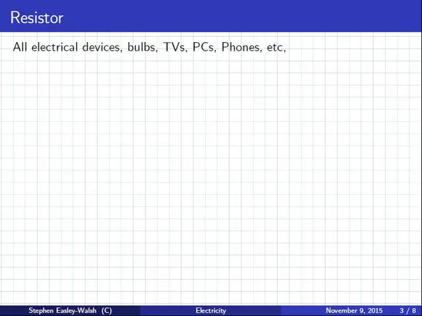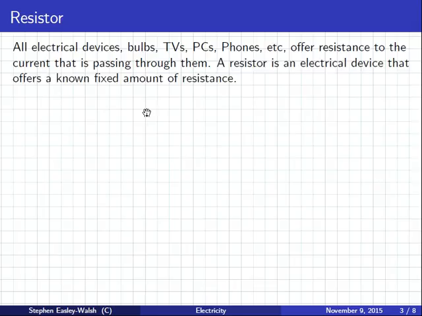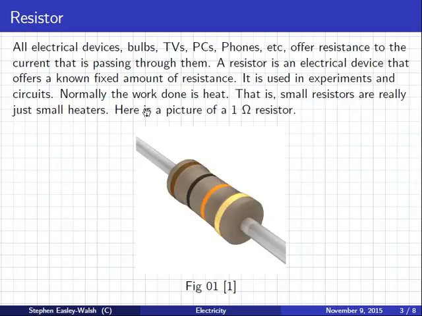All electrical devices, bulbs, TV, PCs, phones, etc., they all have resistance passing through them. They all offer resistance. So, just a bit of vocabulary. A resistor offers resistance. So, this here is a picture of a resistor. Now, this word is important. A resistor is what gives resistance. So, this is a picture of a resistor. There's resistance here. Usually, the work that's done is heat.